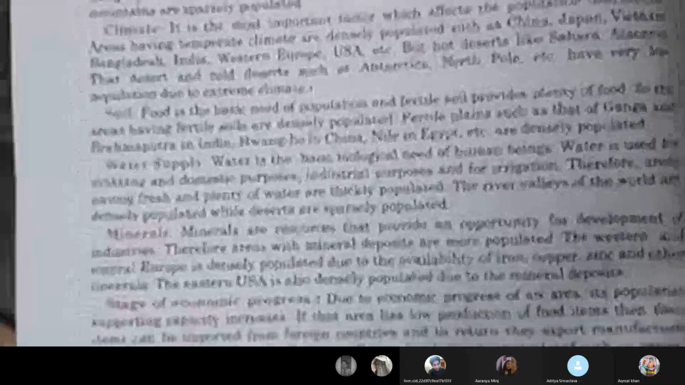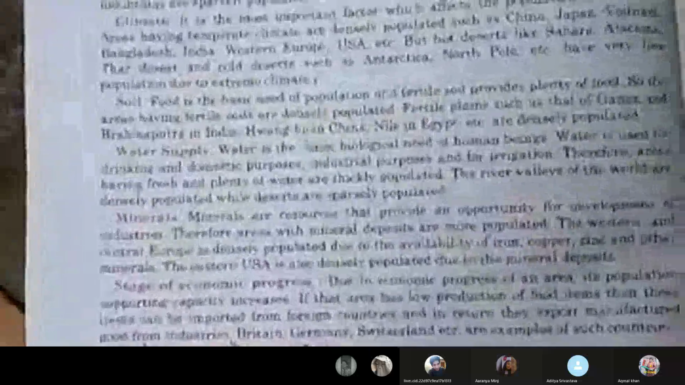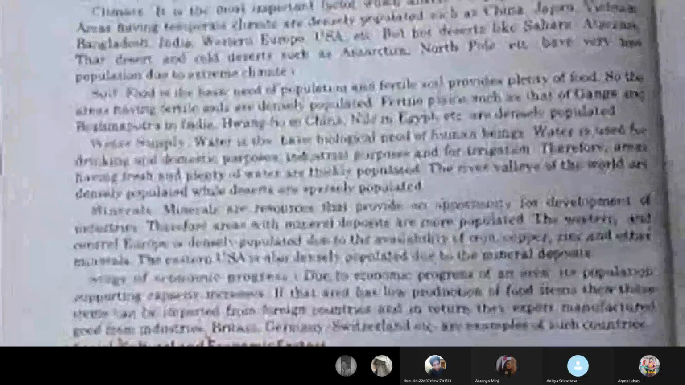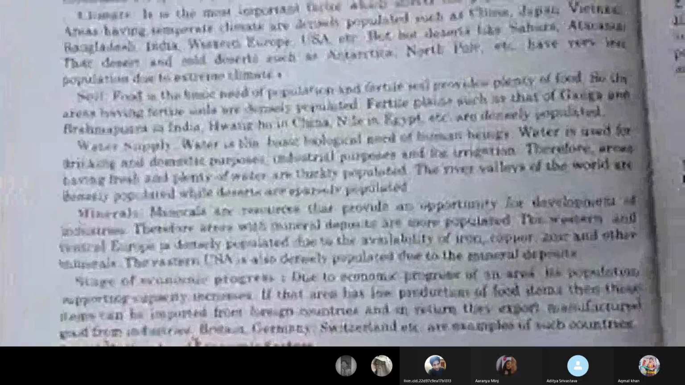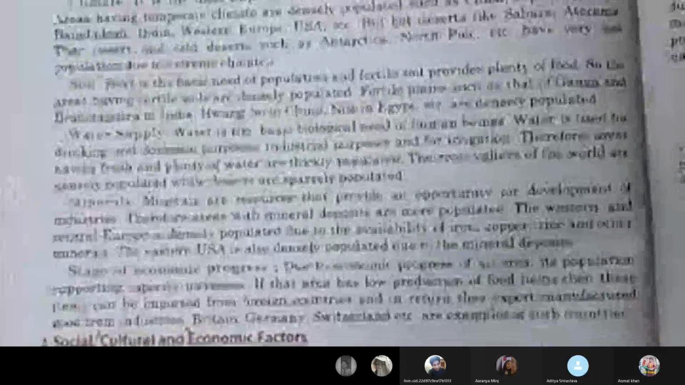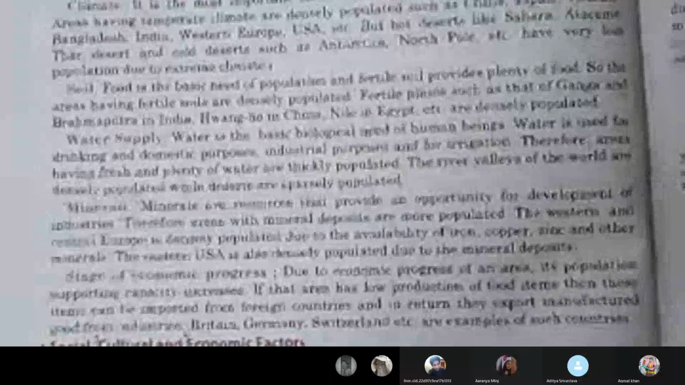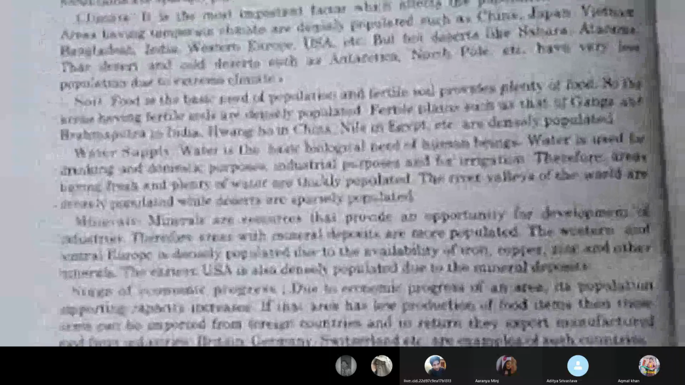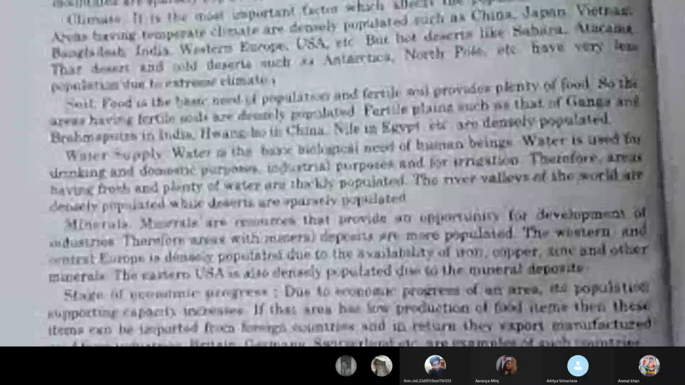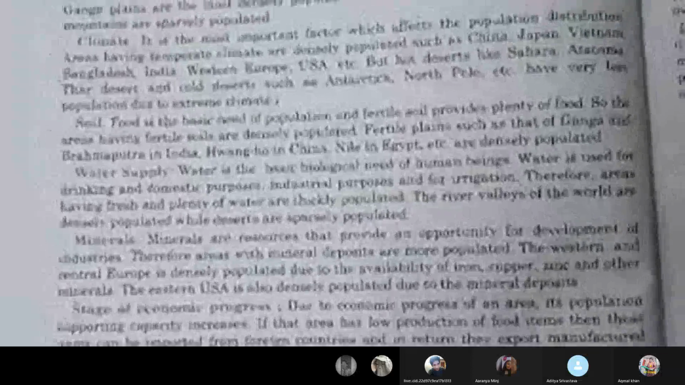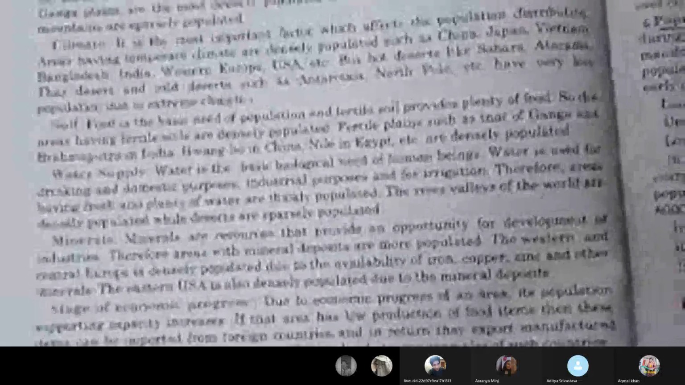Then the next criterion of densely populated areas is minerals. Obviously, minerals provide us an opportunity for the development of our industries. So areas with mineral deposits are more populated. Why? Because human resource would be needed for extracting those minerals, and so people would not reside very far away from these places. They will reside nearby only. So areas having rich mineral deposits would be populated.